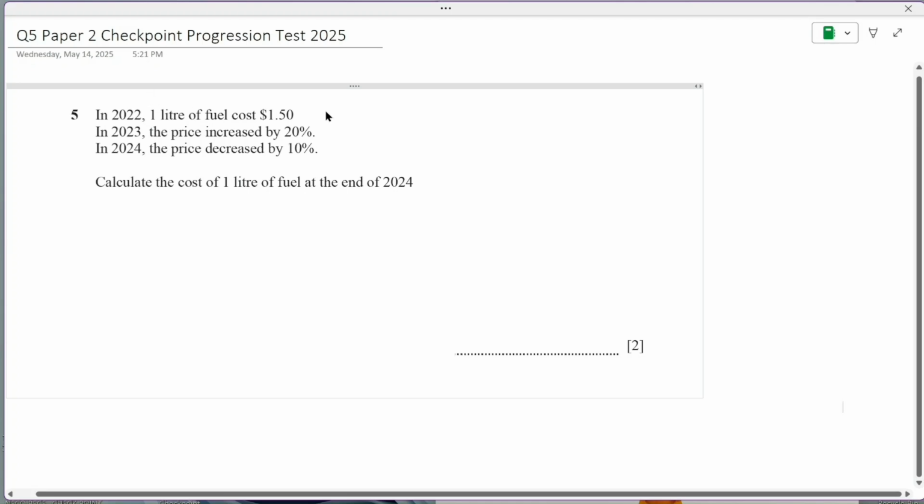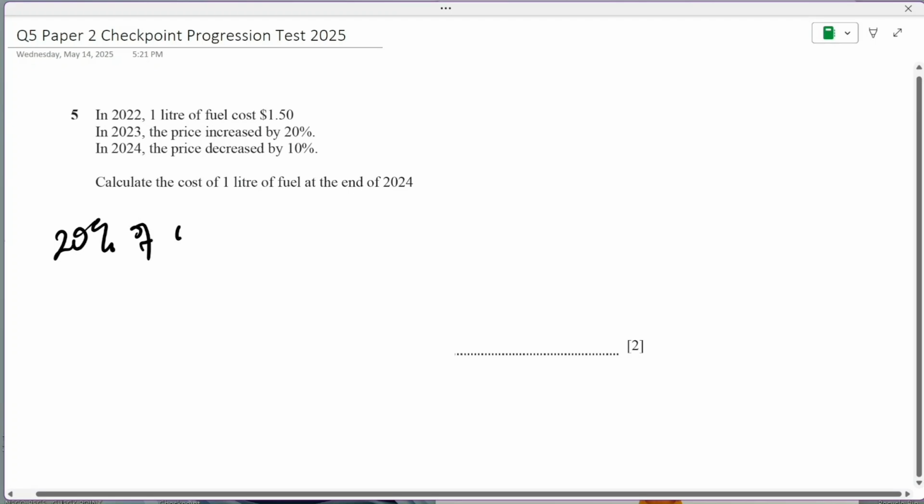So in 2022, it cost $1.50. There's a 20% increase. So you find 20% of $1.50, then you add it to $1.50 to get the price it was sold for in 2023. So you have 20% of $1.50. When you get it, you add it to $1.50. So the increase is 20%. You find the increase first.